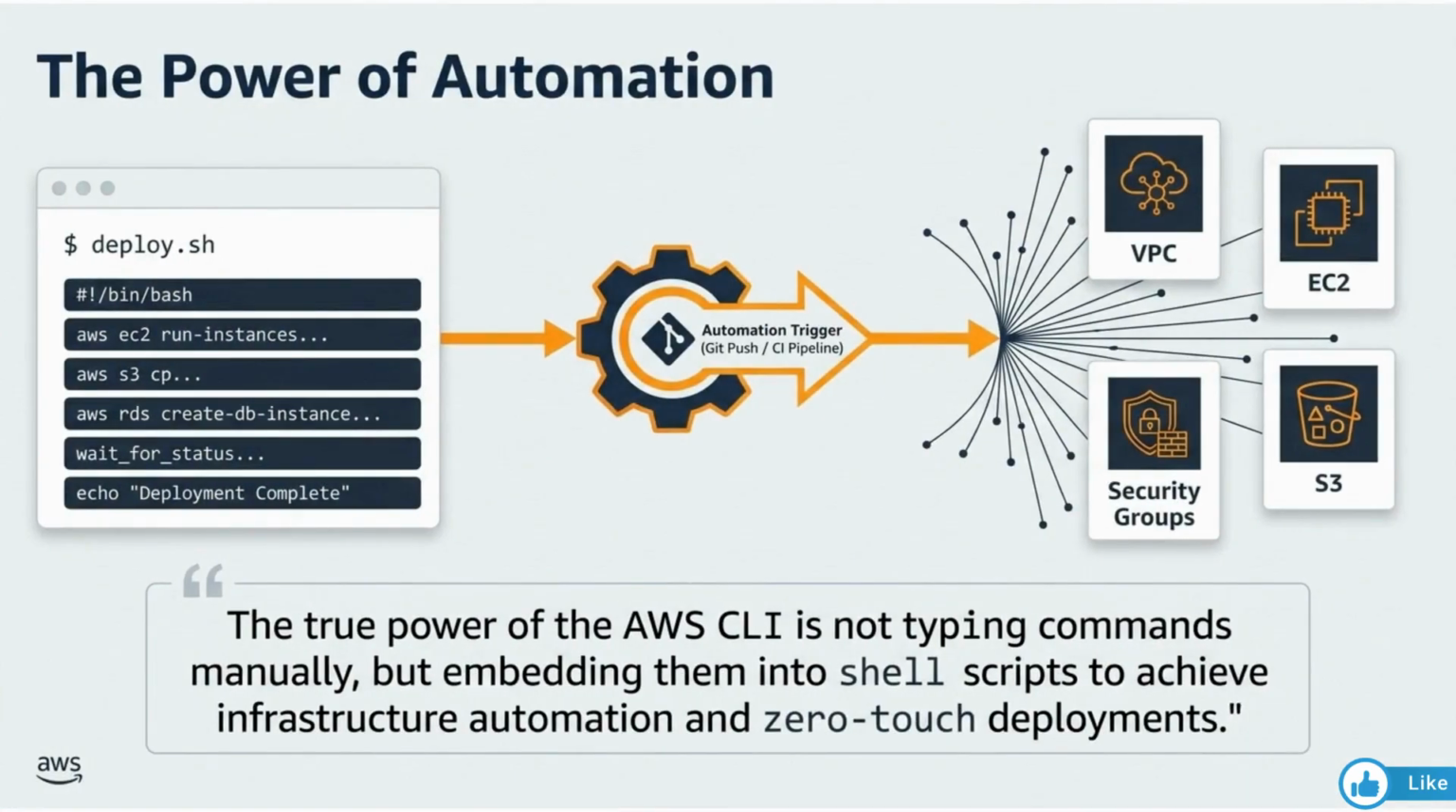The real power of AWS CLI is automation. Instead of typing commands manually every time, we can put them inside shell scripts. A script can create infrastructure, deploy applications, clean resources, or generate reports. This is the foundation for DevOps and infrastructure as code thinking. AWS CLI is often used inside CI/CD pipelines, cron jobs, and deployment scripts.